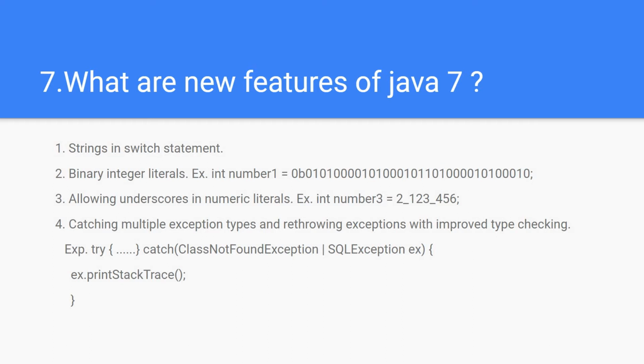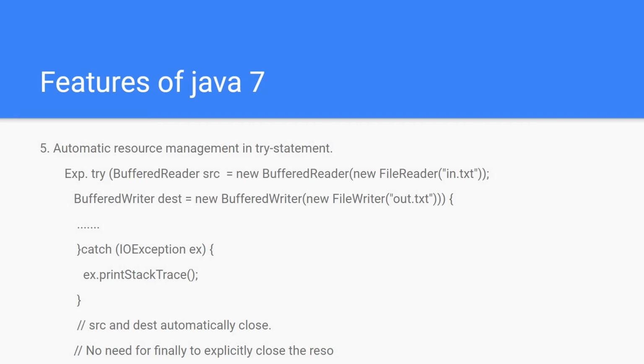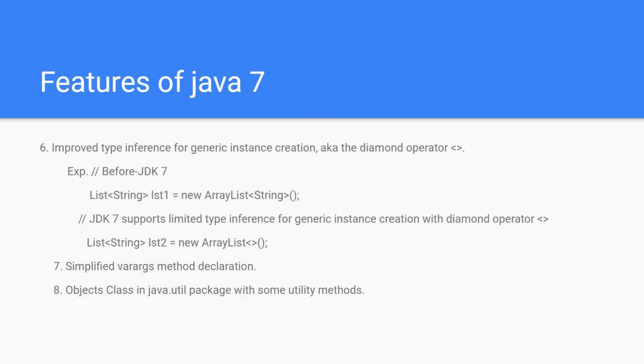String in switch statement, first one. Second, binary integer literals, allowing underscores in numeric literals, catching multiple exceptions and rethrowing exceptions with improved type checking, automatic resource management in try statement. Sixth, improved type inference for generic instance creation, aka the diamond operator, simplified varargs method declaration.